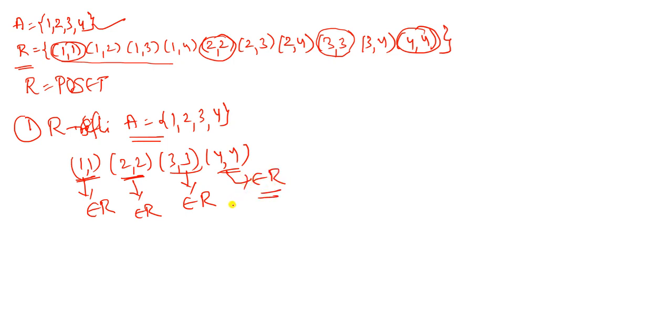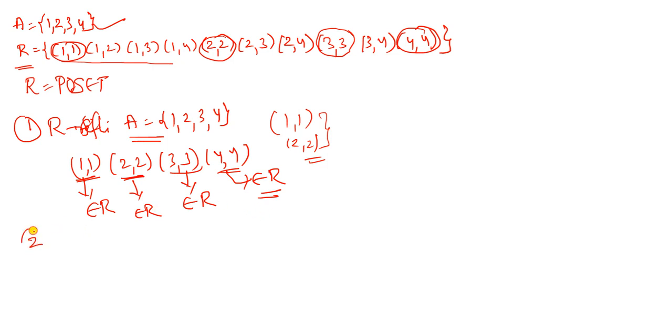So R is reflexive. So the first condition is satisfied, right? Here there is no need to have all the elements. If at least 1 comma 1 or 2 comma 2 exists, then we can say that it is reflexive.